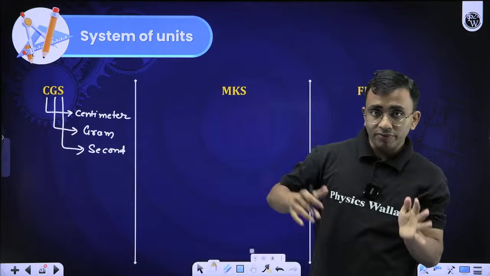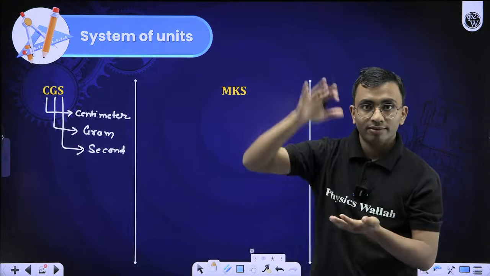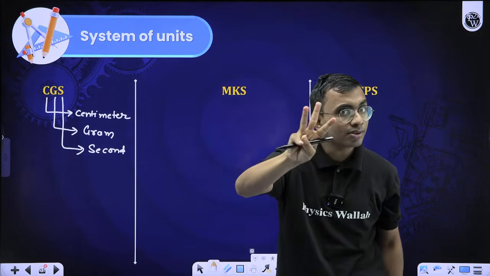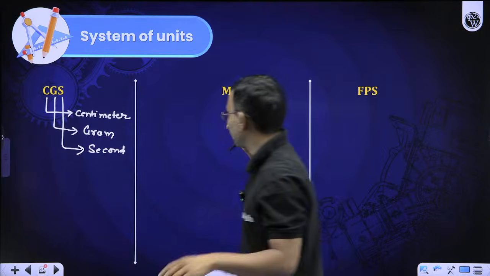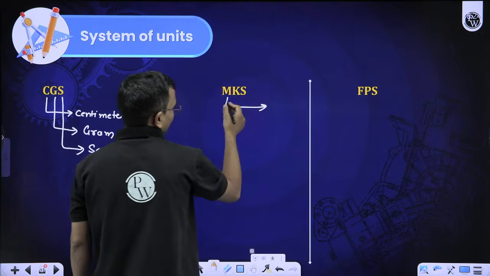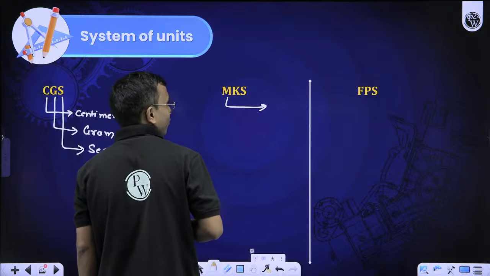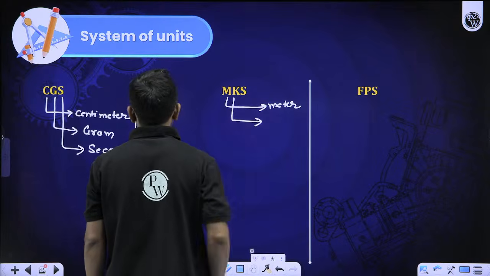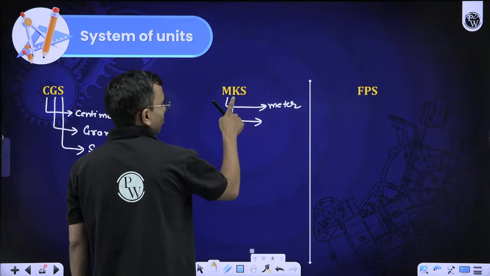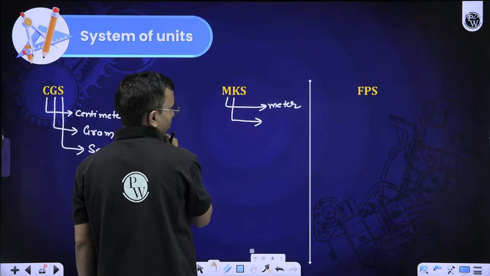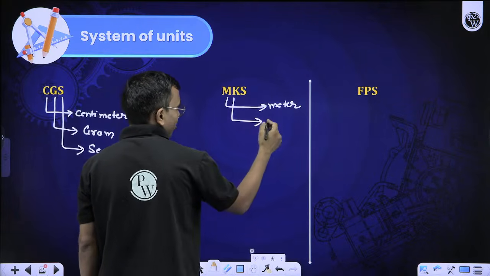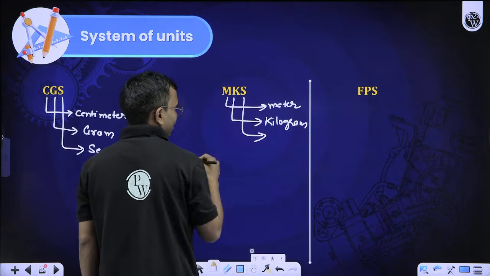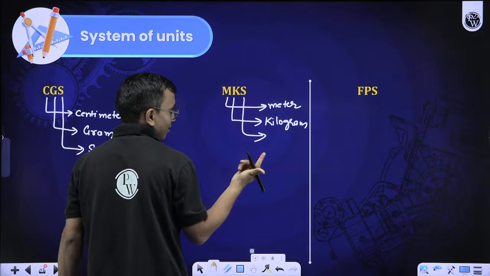Otherwise we know that there are 7 fundamental quantities, but in these systems we are having just the first 3: length, mass and time. MKS: for length, what starts with M? Meter, isn't it? Then for mass, what starts with K? Kilogram. For time, what starts with S? Second.